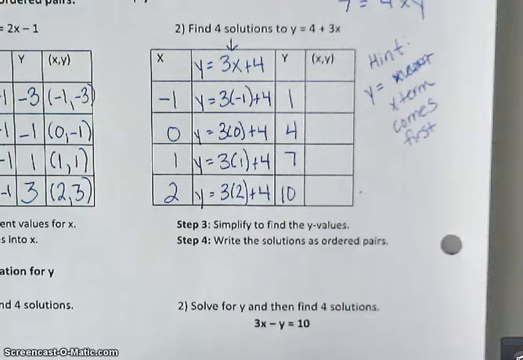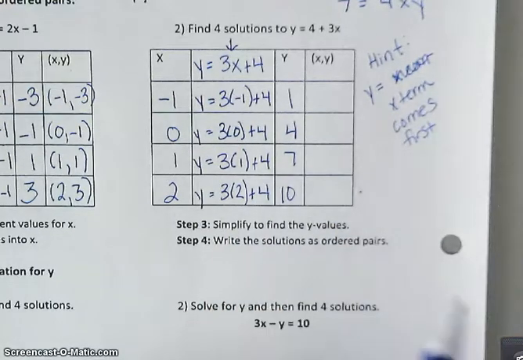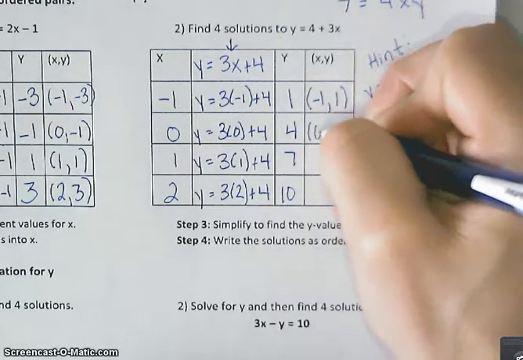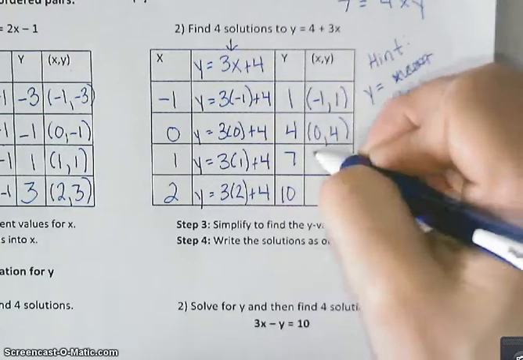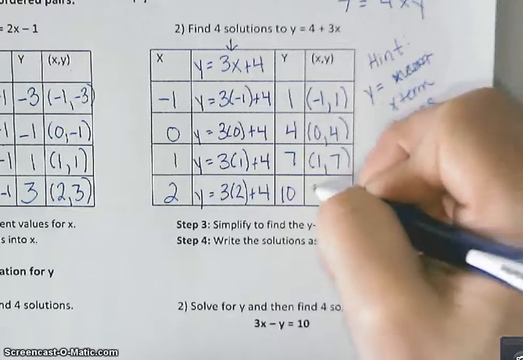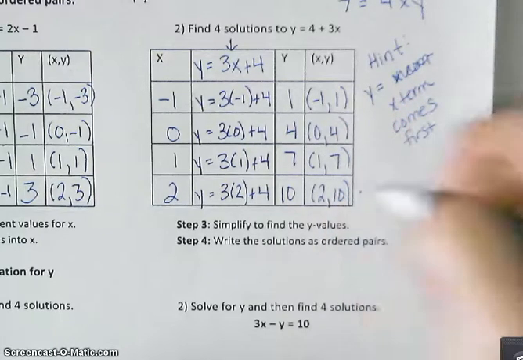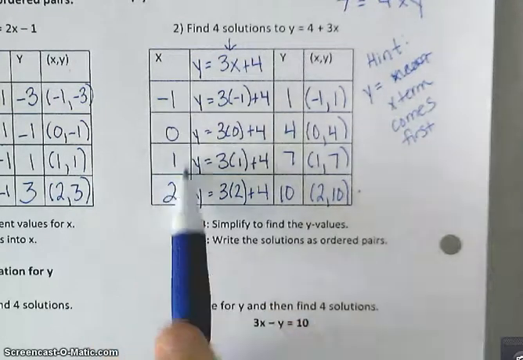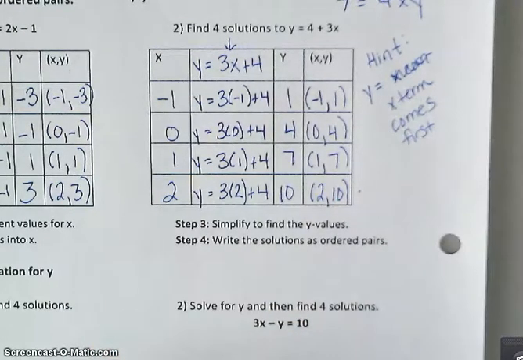Now I'm on to step 4, writing my ordered pairs. So my first ordered pair is negative 1, 1, and then 0, 4, then 1, 7, and then 2, 10. Now it's important that you understand that we could have chosen any numbers that we wanted for x, but we're just going to make it simple for us.